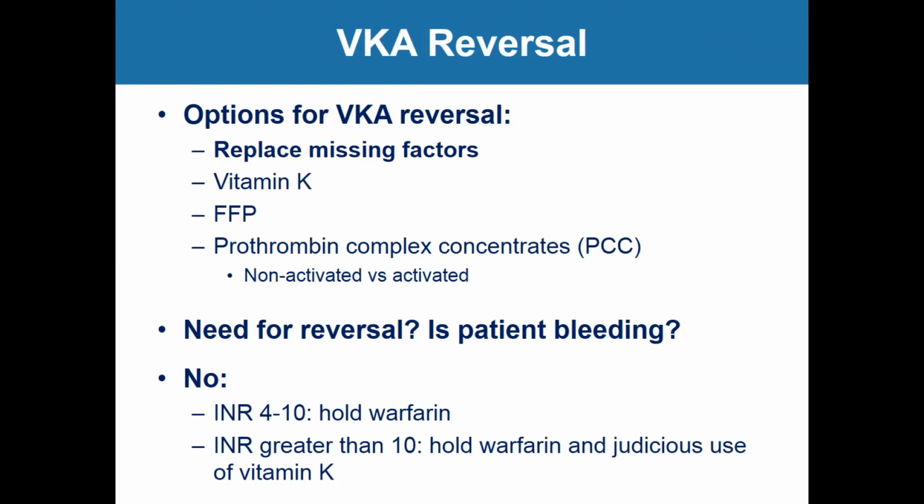So for a patient who has the need for vitamin K antagonist or warfarin reversal, the options are basically to replace the missing factors. You can accomplish this by giving vitamin K, which allows the liver to synthesize the vitamin K dependent factors so that they can be activated, but this can take time. This can take easily 12, if not 24 hours or longer to completely normalize the INR after administration of vitamin K.